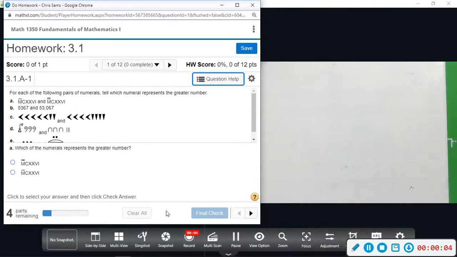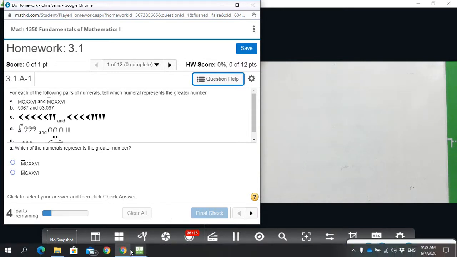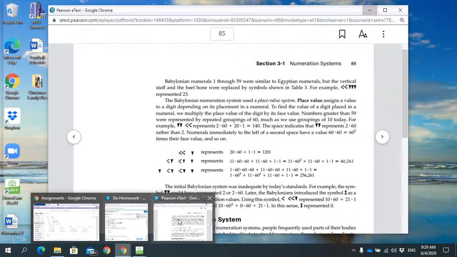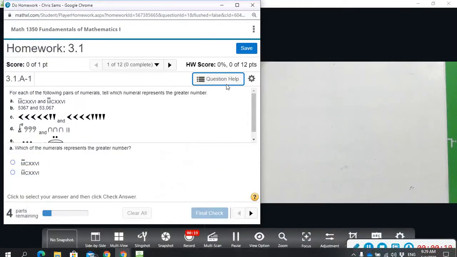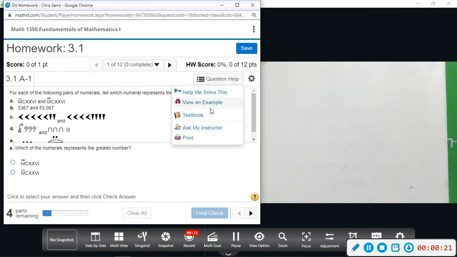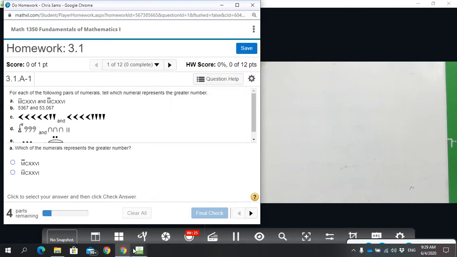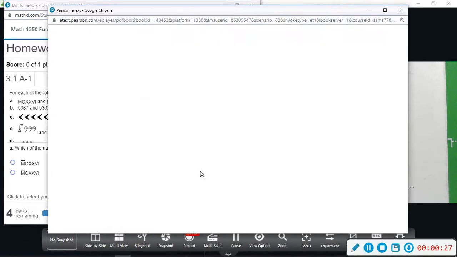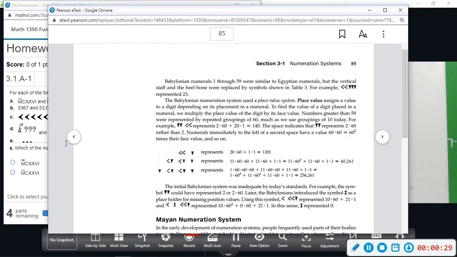Alright, section 3.1, this is the numeration system, kind of like the history of where the numbers come from and what part of the world they come from. I do recommend that you spend some time going through the textbook. You can get there from within the assignment just by going to question help and textbook. I'm going to open it up and just show you a few things. So let me go back to the beginning.